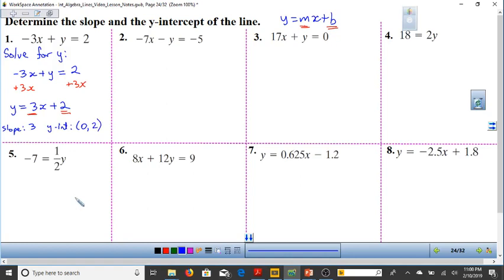Piece of cake. Let's try this one here. Again, solving for y, we're going to add 7x to both sides.